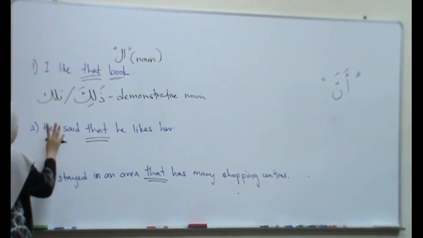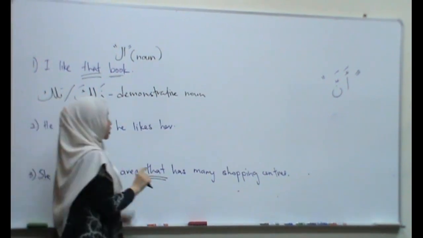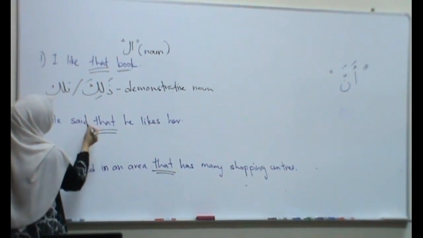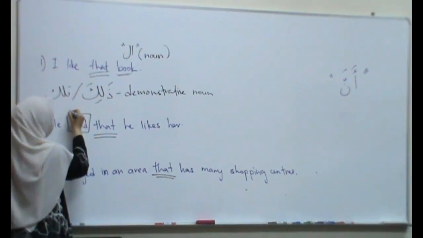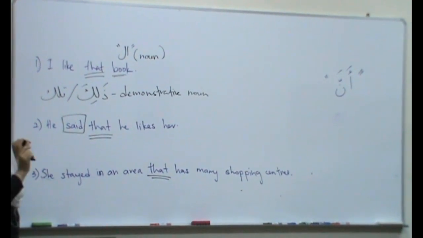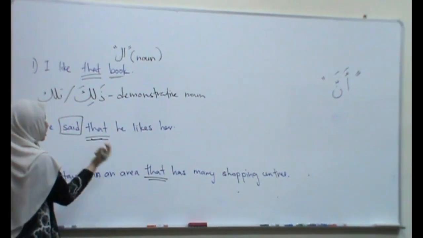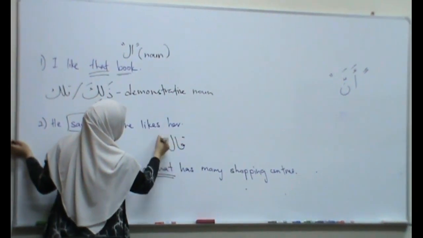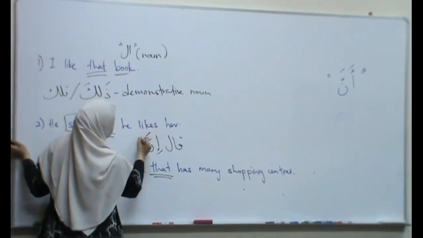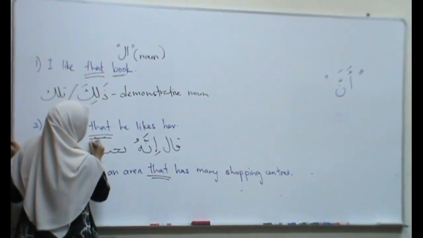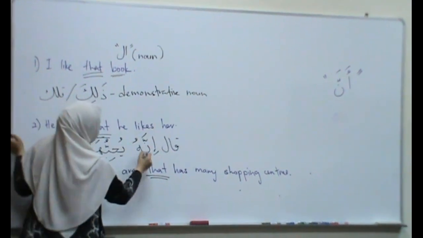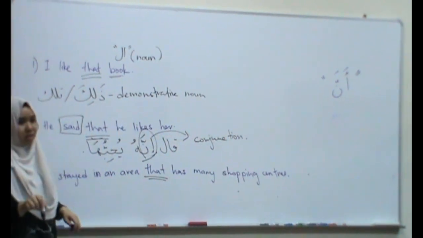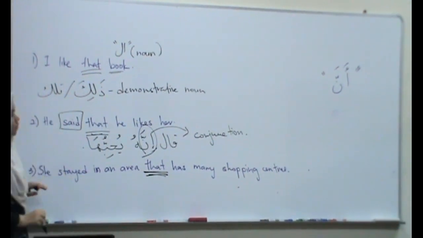And the second one: he said that he likes her. This is the second one that we learned today, anna. So what is the difference between the first and second? This one, that, is always preceded by a verb, and for this we have specific verbs. If you want to use this word anna, say that. That's why when you translate the words he said that, qala innahu yuhibbuha. So use the word inna. This is the conjunction that we learned today.